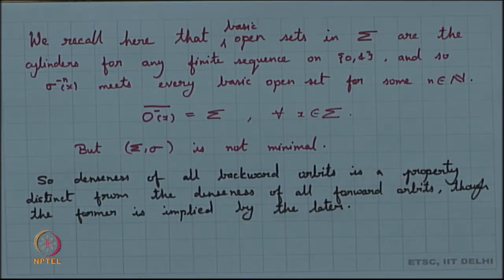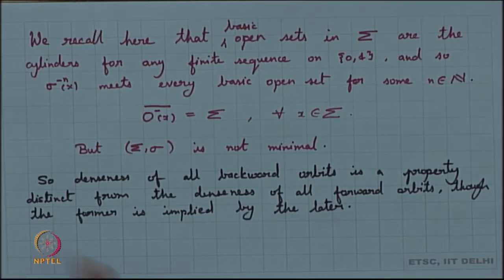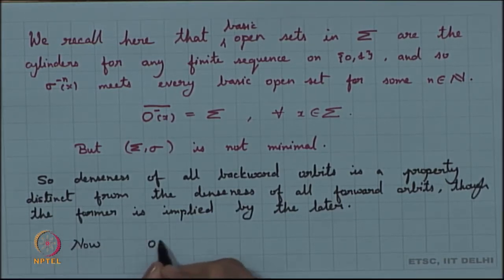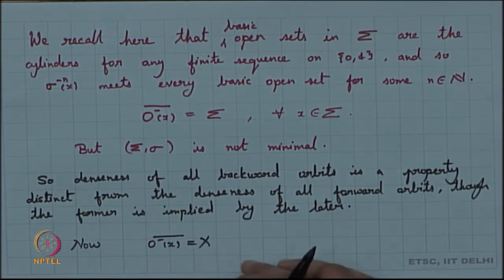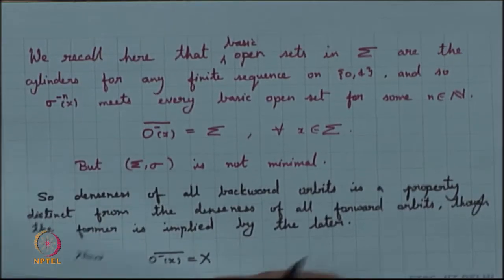Now, we want to look into some other property here. So, let us start with, say, the negative orbit of x is dense in X, or maybe let me go back to the next page.